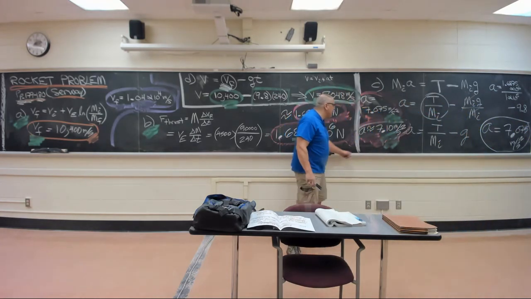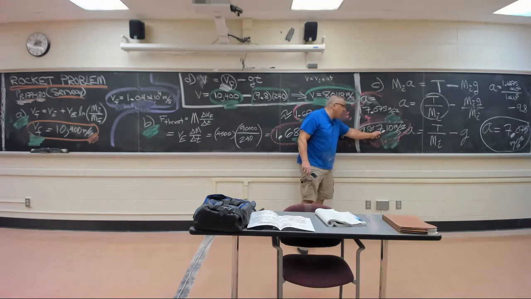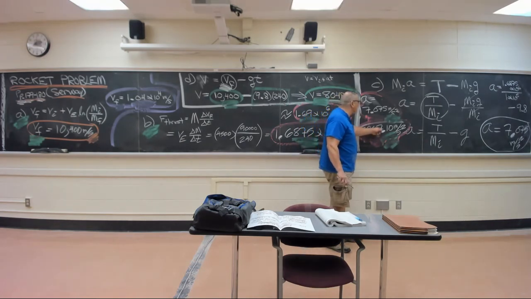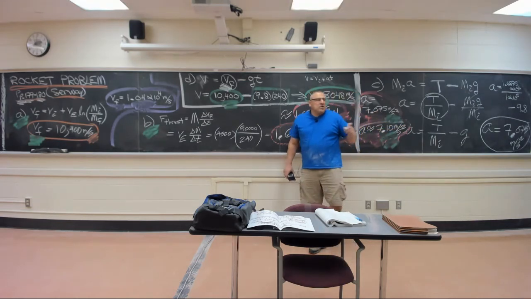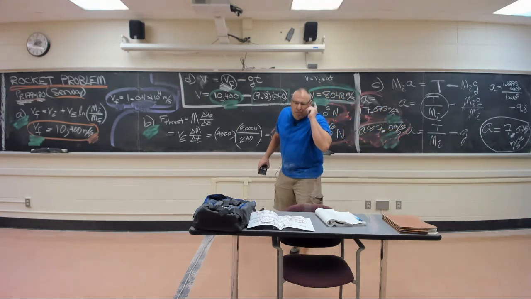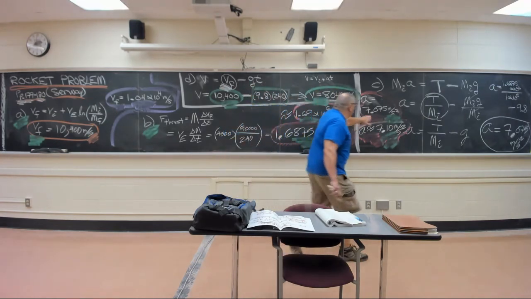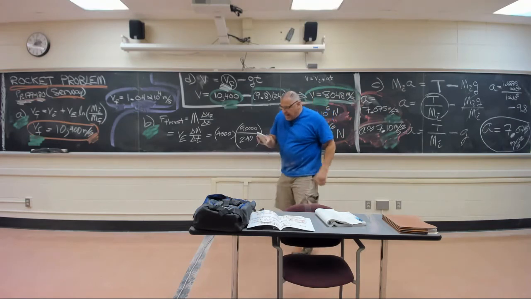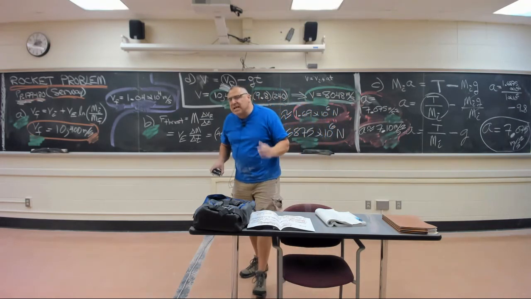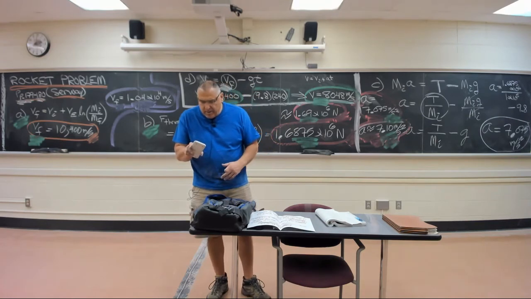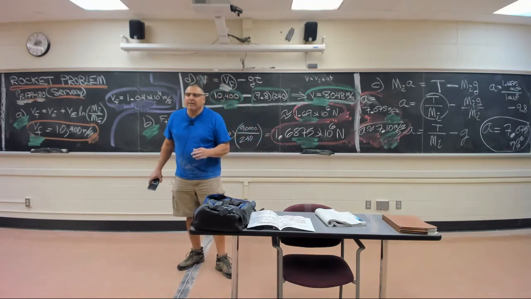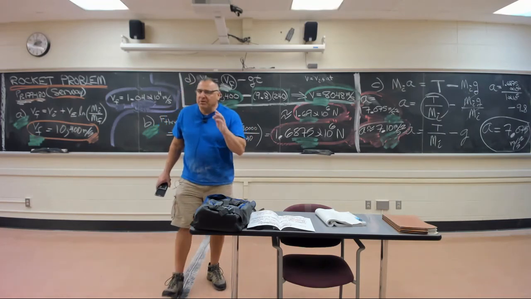When I multiplied this one, the 7.075 meters per second squared, I took this and multiplied it by 240. I got about 1,698, about 1,700 meters per second. That is how fast it's going after 240 seconds.